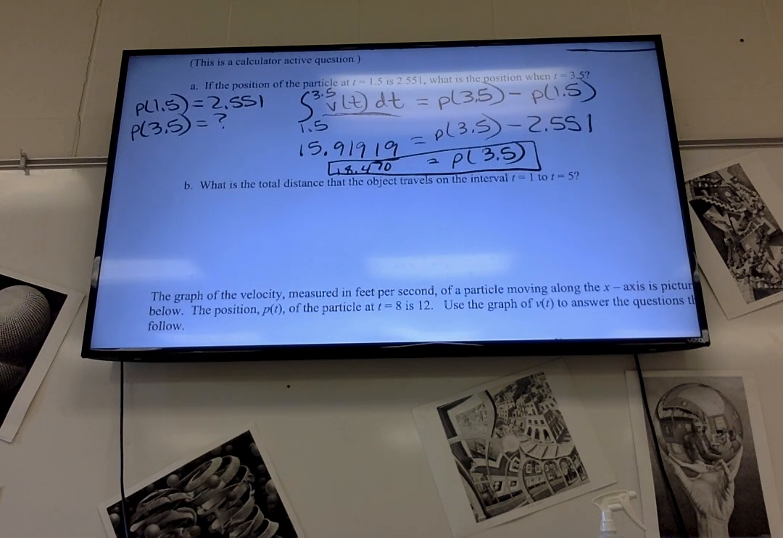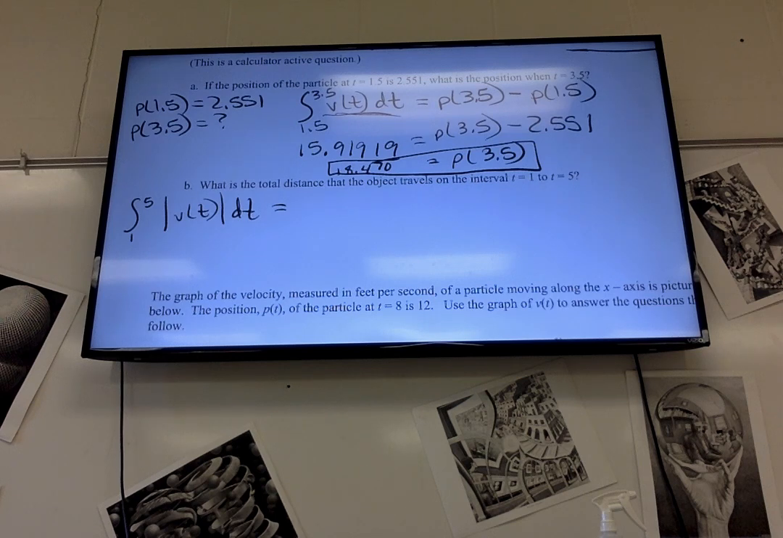What is the total distance from 1 to 5? So it's the antiderivative from 1 to 5 of, yes, you're right, the absolute value of V of t dt. So what you can do is go up there and hit enter on what you've already typed in and change your endpoints. You can hit delete to get rid of extra stuff.